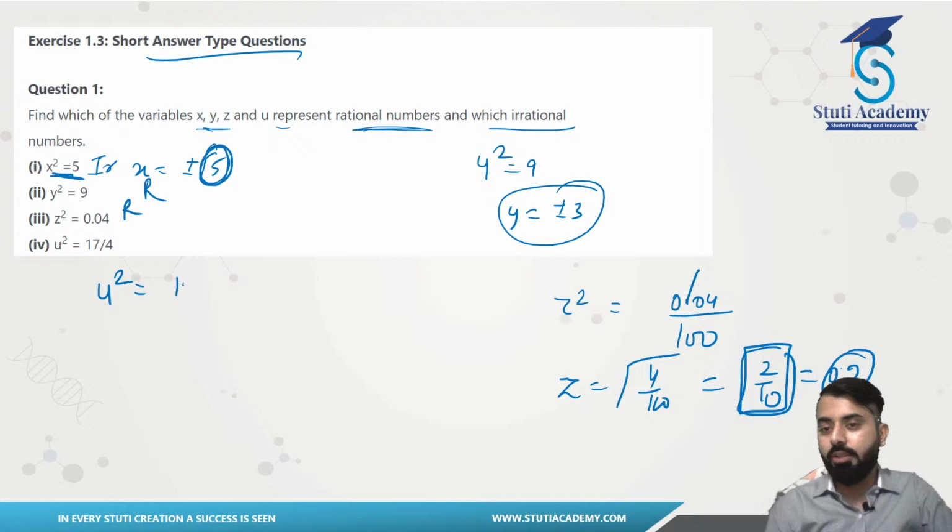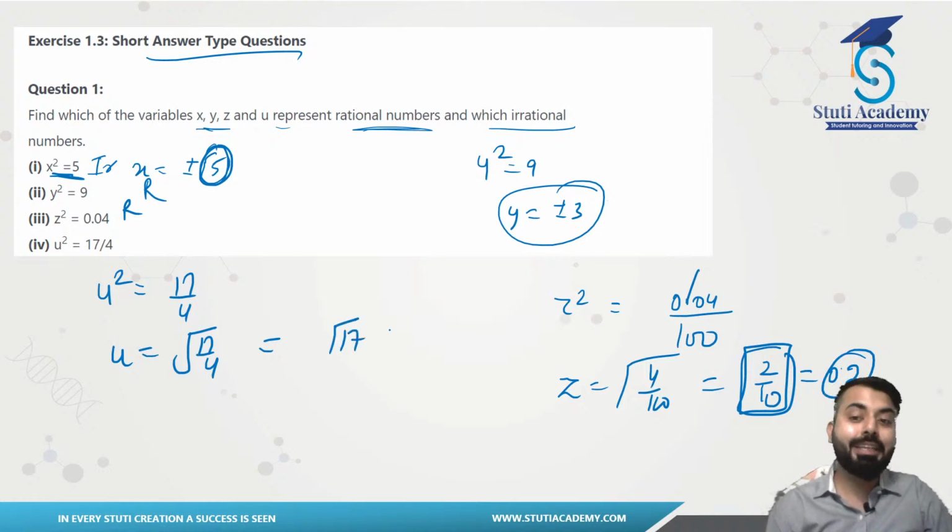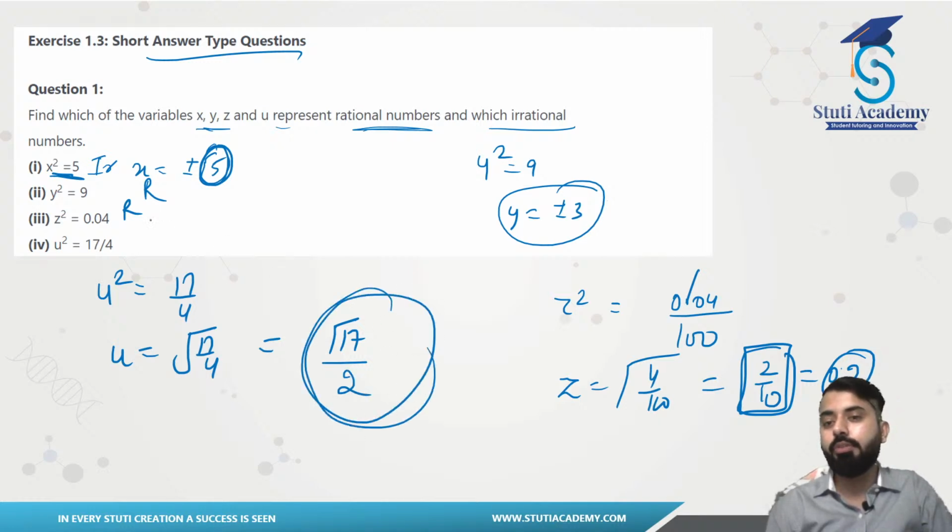Now in this case you have u square equal to 17 by 4. u will be the square root of 17 by 4. No, square root of 17. 17 is a prime number, so it will be irrational. And the square root of 4 will be 2. So this is irrational. I hope you were able to get each and everything correct here. You don't have any doubt in this. So that was the case here. Now let's move forward.